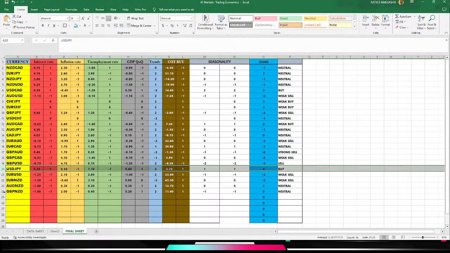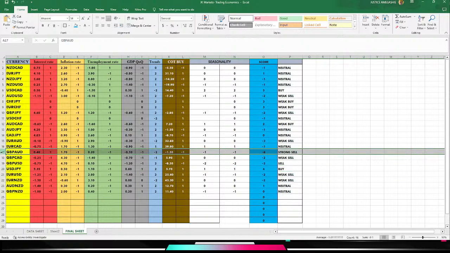So first of all, let's look at it from the highest. We have -6, British Pound AUD. So I'm going to British Pound AUD.